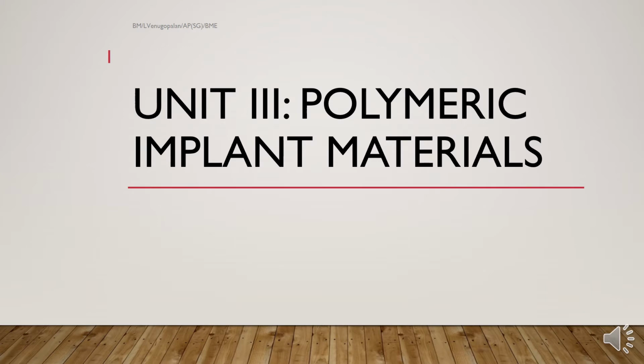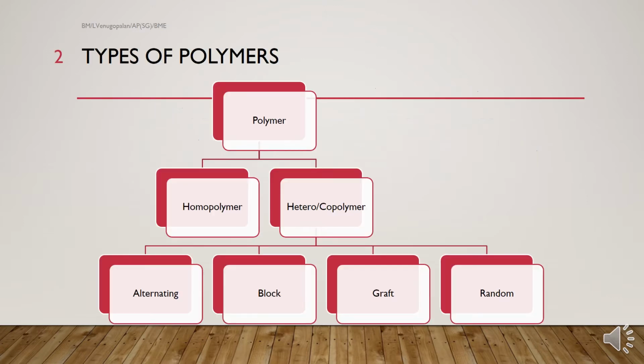So we have been discussing polymeric implant materials, which is our third unit. So today we shall discuss the types of polymers. So basically polymers can be homopolymer or heteropolymer based on the type of monomer that is used. If the same monomer is used, then it is homopolymer. If different monomers are used, then it is hetero or copolymers. Now copolymers can again be of four types: alternating, block, graft and random. So let us just see the structure of each one of them.